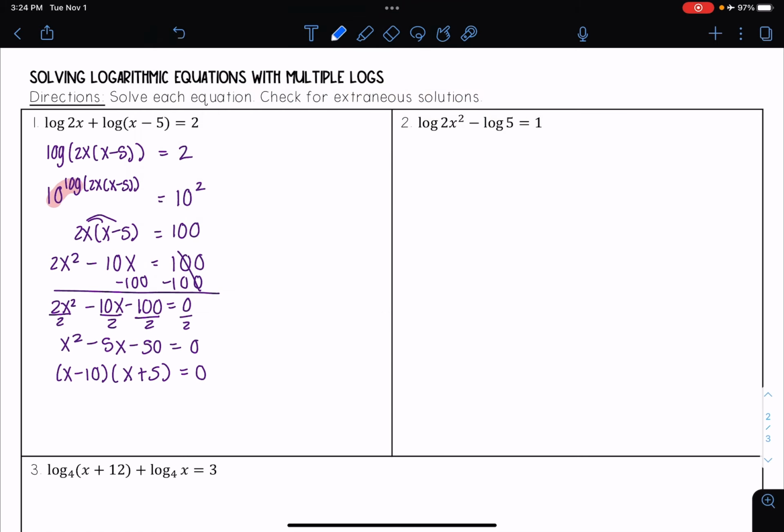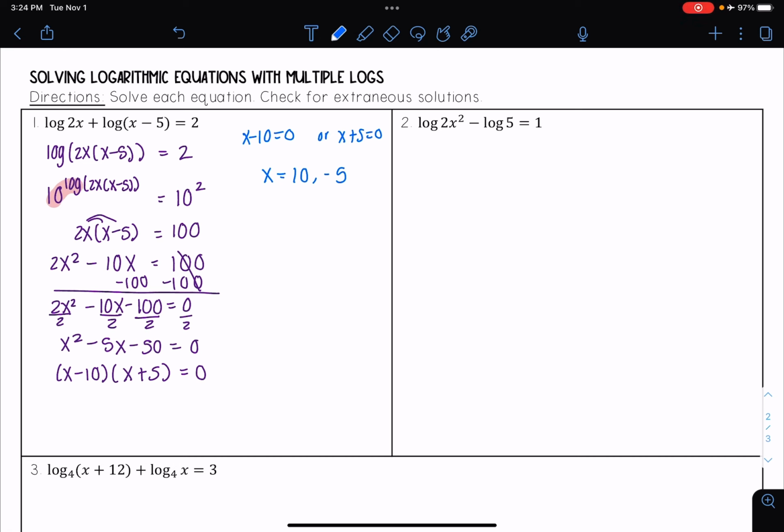And so now from here, I have 2 equations that I need to solve. I have x minus 10 is equal to 0, or x plus 5 is equal to 0. And when I solve both of those, I get 10 and -5. But now to see whether both of these are legitimate solutions, or whether one of them or both is going to be extraneous.